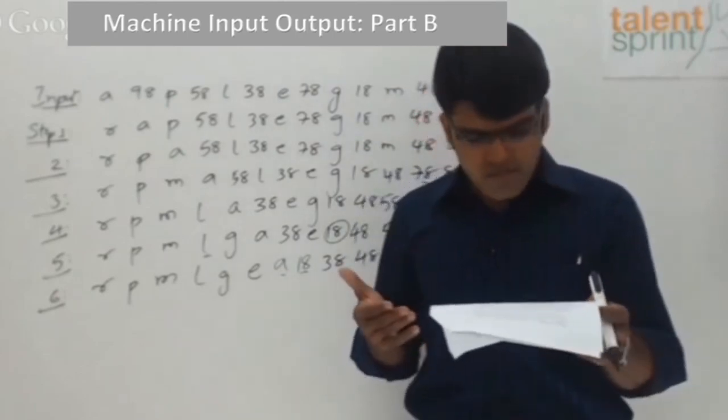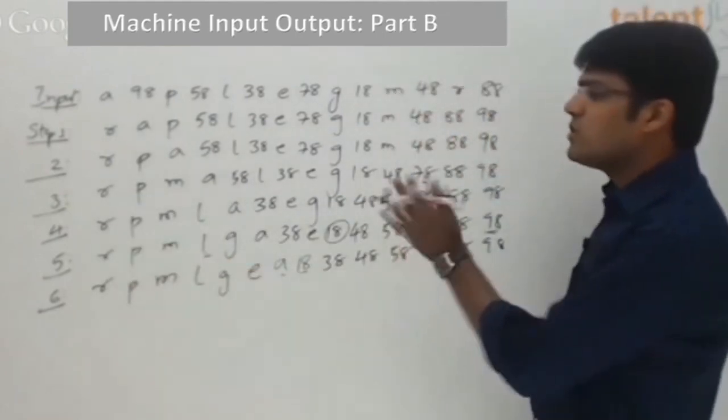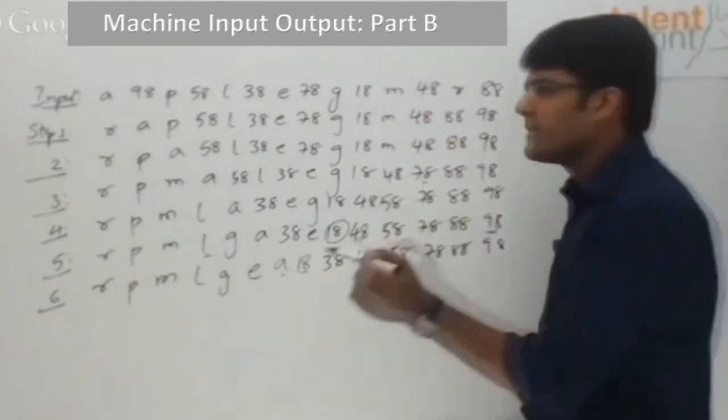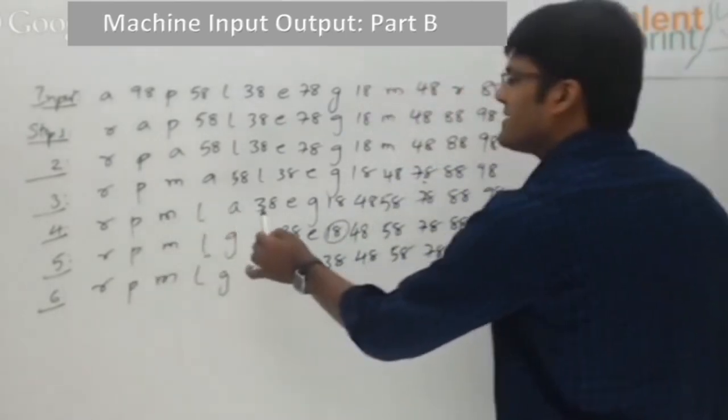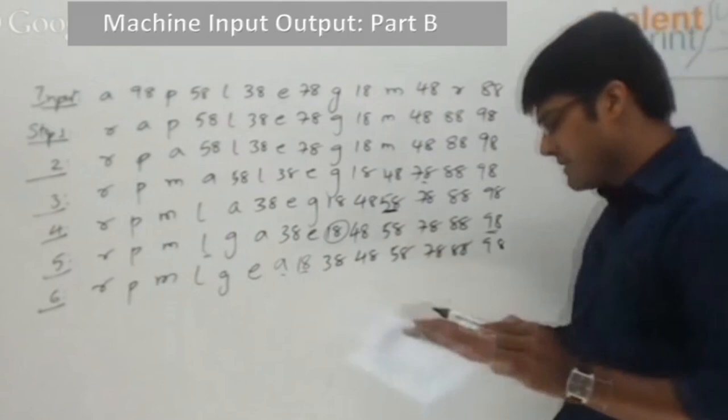Then which of the following represents the position of 58 in step 4? In step 4, what is the position of 58? Now there are two ways to look at it, either from left or from right. Let's check both of them. So 1, 2, 3, 4, 5, 6, 7, 8, 9, 10, 11. 11th from left or 4th from right. 11th from left is given, 4th option.